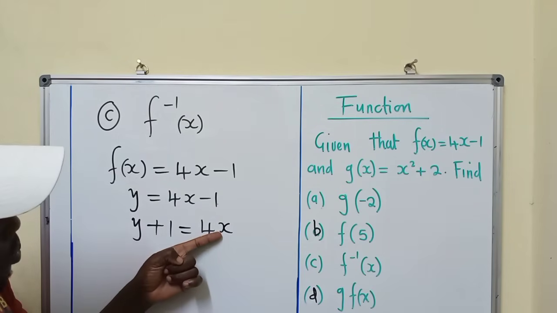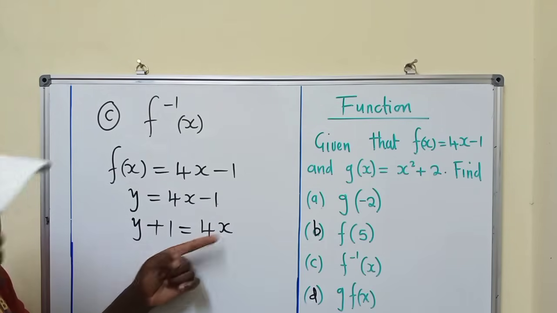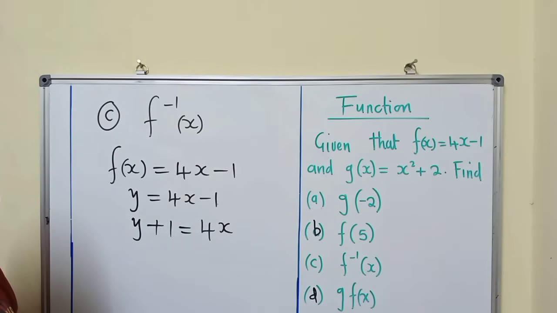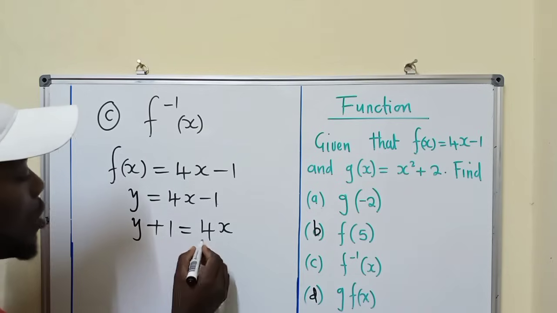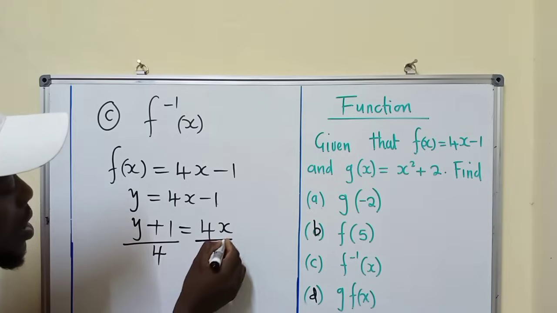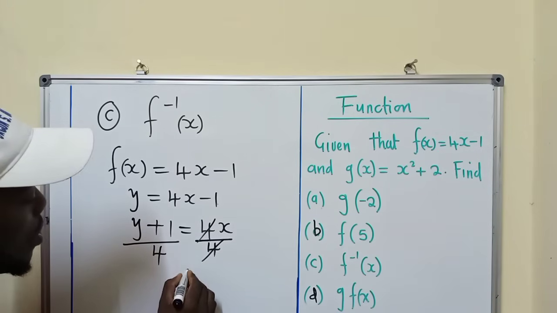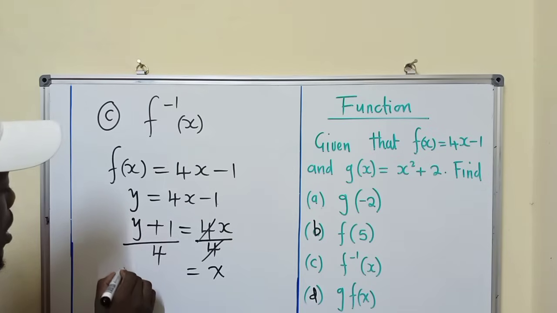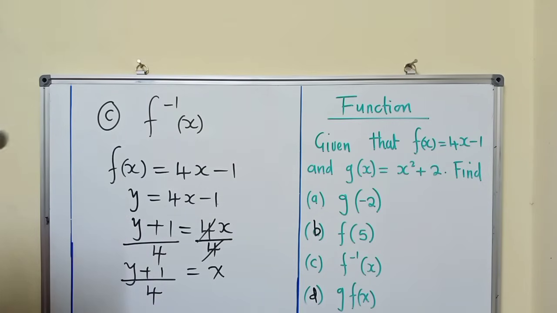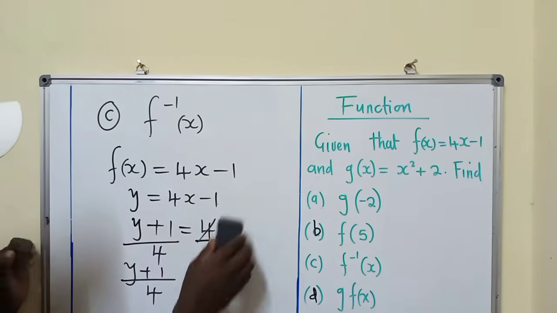So how do we now remain with x alone here? Because there is a 4x, now we want x. What do we do? We divide throughout by 4. So divide by 4, divide by 4. This and this will go. We remain with x. And this side we have (y plus 1) over 4. We're almost done. Okay? So let me put it here.